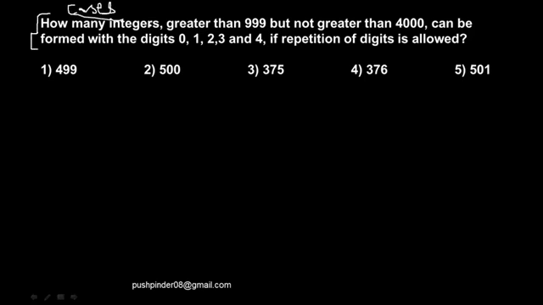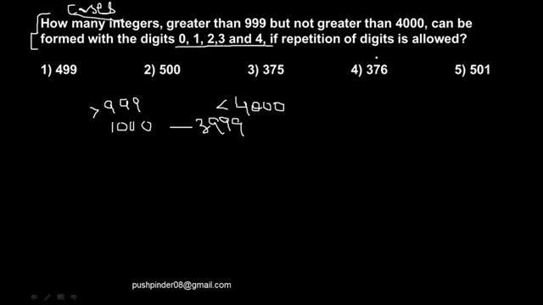So, how many integers greater than 999 but less than 4000, right? So that means from 1000 to 3999. How many such integers can be formed using these numbers if the repetition of digits is allowed? So repetition of digits is allowed. So this has to be a 4-digit number, right? Because you're forming a 4-digit number. Had there been a 3-digit number as well as a 4-digit number, then there would be 2 cases, right? So it's a 4-digit number.